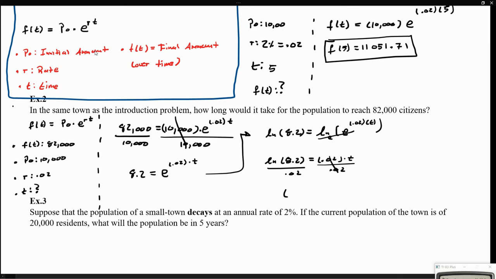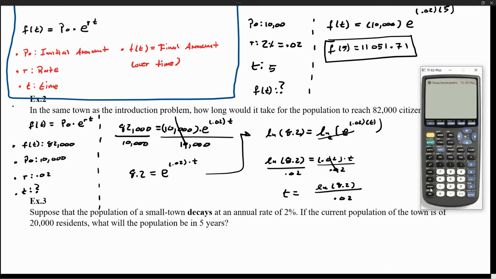So now I have an expression for the value of t. The time is the ln of 8.2 divided by 0.02. And this is something that we can use our graphing calculator to find. So let's find the time now.